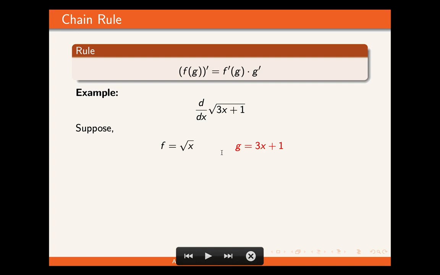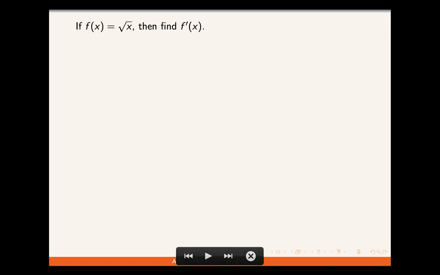So let's try to apply the chain rule to find the derivative of the composite function. In the chain rule, you can see there is f prime, we need to evaluate that at g, and we also need to know what is g prime. We already know what f and g are, so let's first find f prime and g prime. So what is the derivative of the square root of x? Let's see, if the function is the square root of x, how do we find the derivative of that?